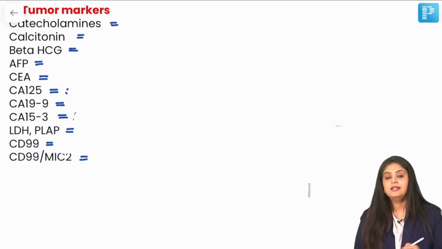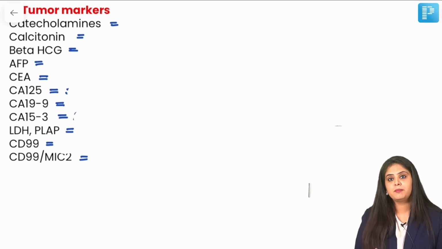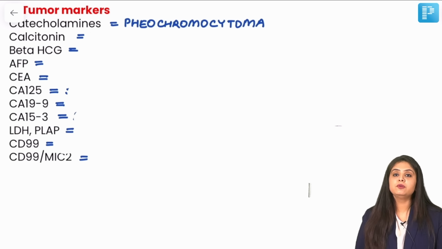Moving on to the next, one entire table that we've got for tumor markers. Let's get going. The first one, of course, catecholamines, which are going to be for pheochromocytoma.